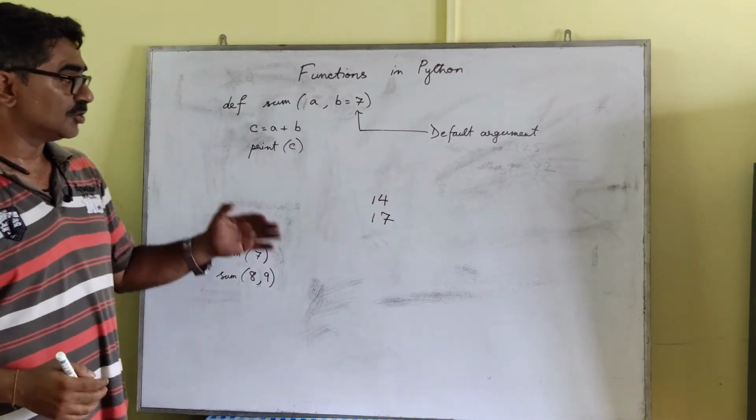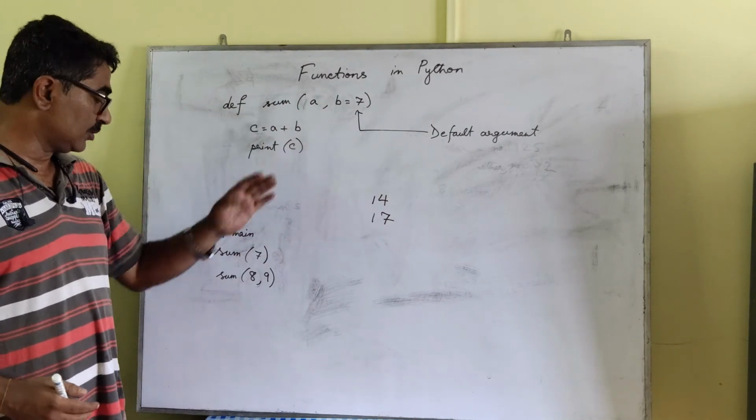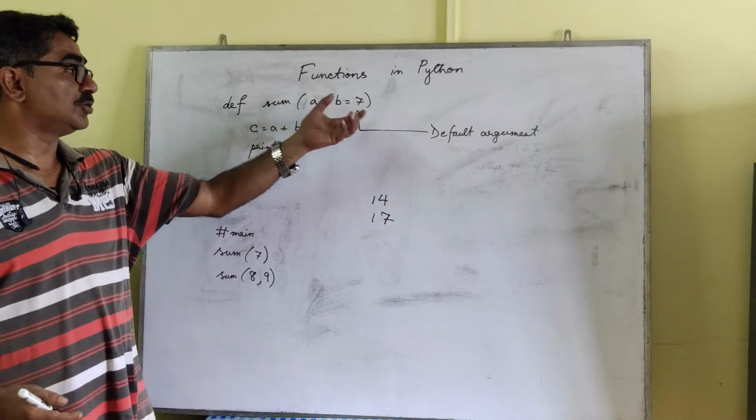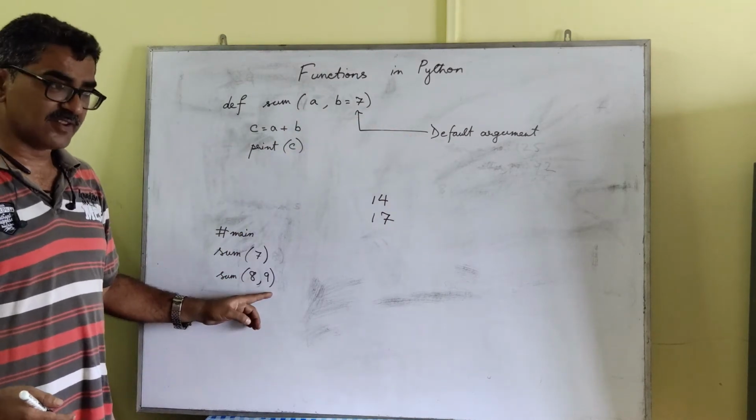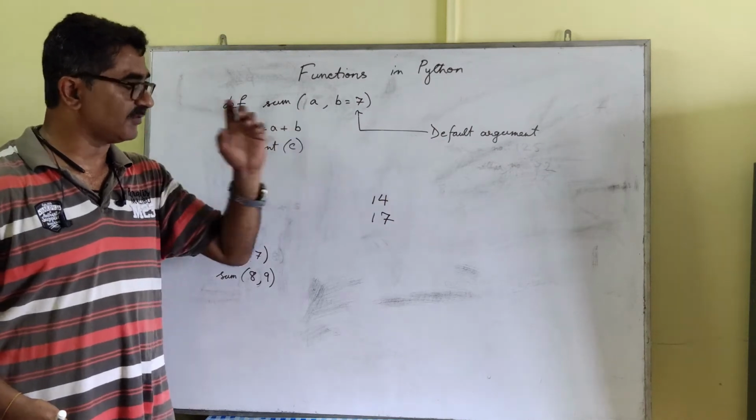So in case you do not pass a value for the default argument, then what will happen? It's going to assume the default value. And if you pass a value for the default argument parameter, it's going to override the existing default value.